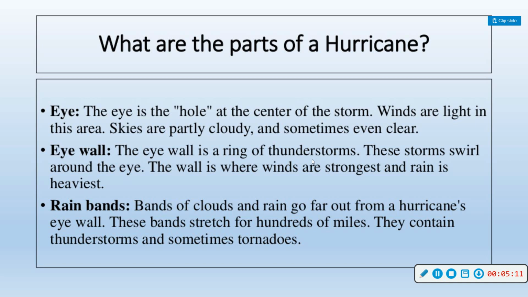Okay, eye wall is your next word. The eye wall is a ring of thunderstorms. These storms swirl around the eye. The eye wall is where the winds are the strongest and rain is the heaviest. So your definition for eye: hole at the center of the storm.